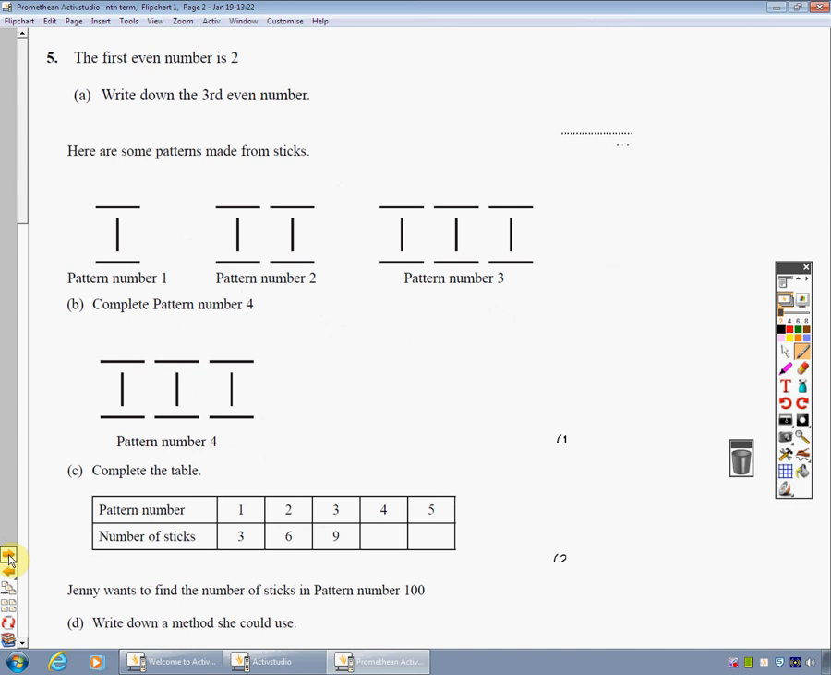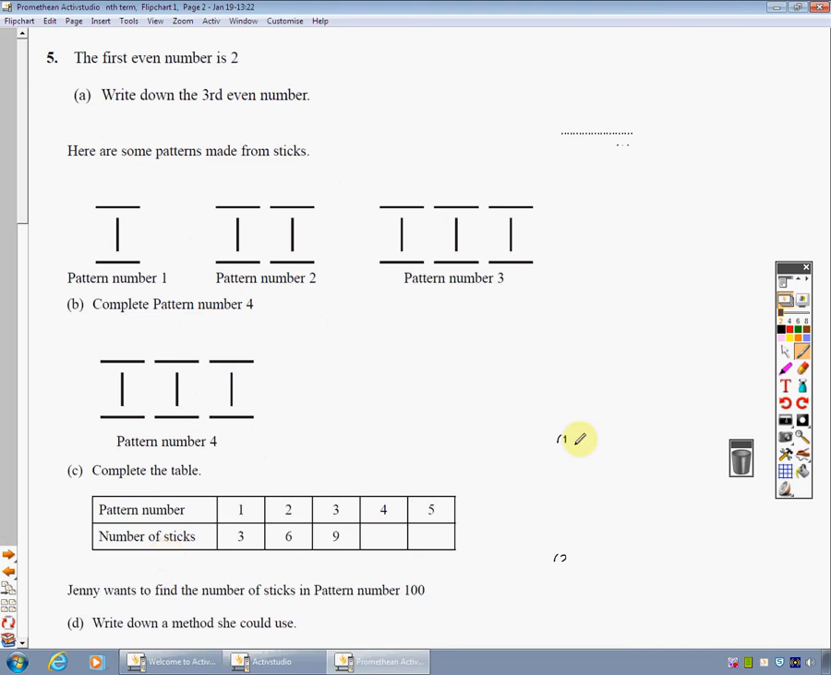Looking at this whole question here, just this bit here gives me a real clue that this is going to be the number pattern question, because I've got things to draw out. Table here with number of sticks, pattern number to fill in. I've not actually done this question before, so let's see how it goes.